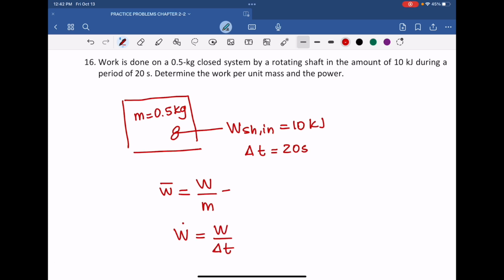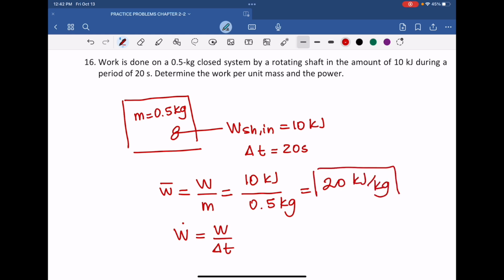All right, so since we know the equations, work is 10 kilojoules, mass is 0.5 kilogram, and the work per unit mass is therefore 20 kilojoules per kilogram. And the power is work per unit time.